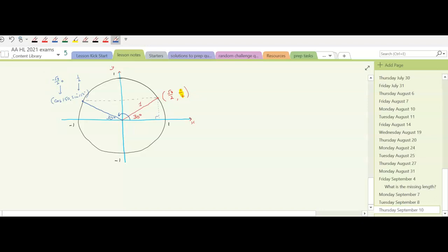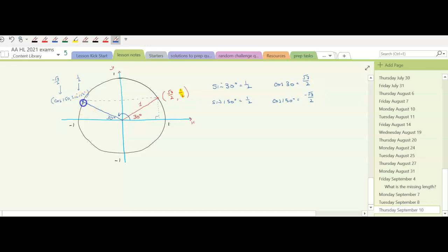So what this tells me is that sine 30 degrees is equal to a half, but so is sine 150. Sine 150 is equal to a half. It also tells me that cos 30 is equal to root 3 on 2, and that cos 150 is equal to negative root 3 on 2, because I am now in the negative x.